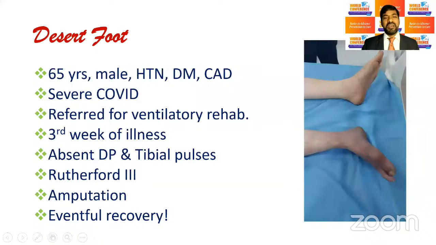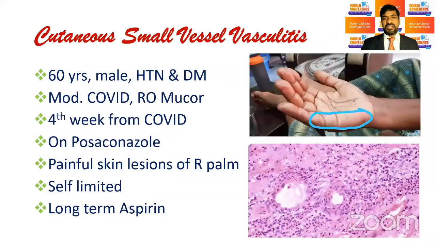recovered spontaneously. This is another patient presenting with desert foot, basically complete lack of circulation in the distal leg, amounting to an amputation. He presented with a Rutherford 3 class. He also had an eventful post-operative period, but could be salvaged.